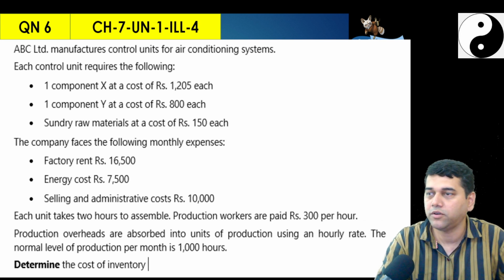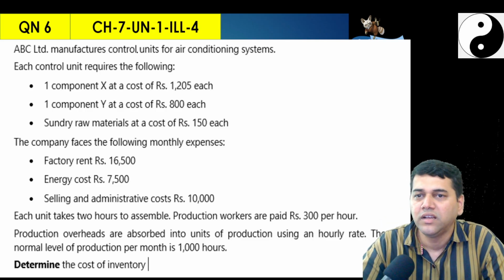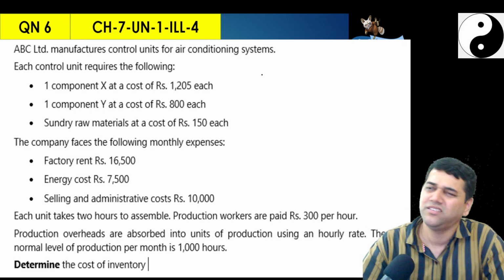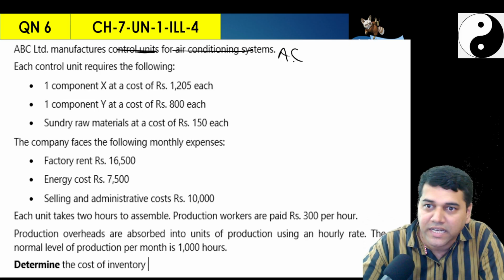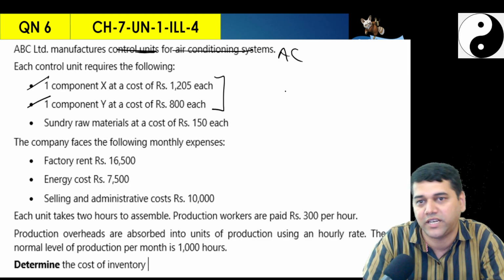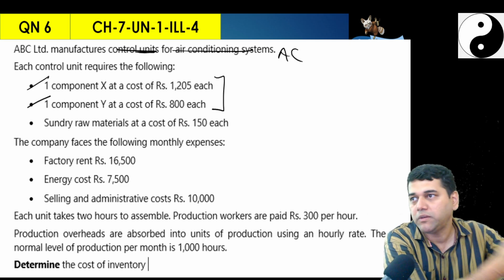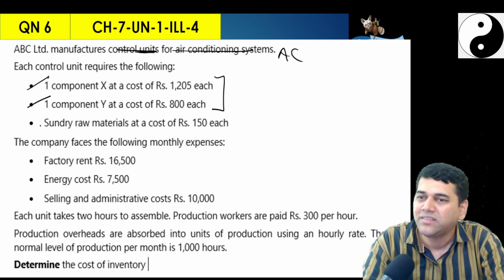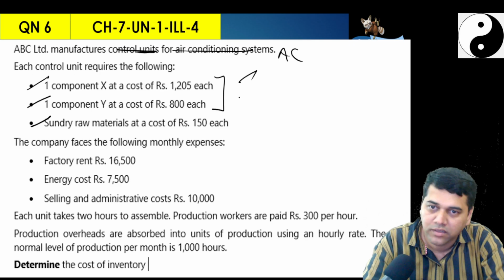Didn't understand? Okay. See, ABC manufactures one control unit for air conditioning. So they are manufacturing AC only. To manufacture that AC, you incurred X and Y components, some fan and this thing. Its cost is this. Straight away you say, sir, if I have got an AC with me, this cost will be part of inventory. Some sundry raw material, pipelining and all, is it part of my inventory?